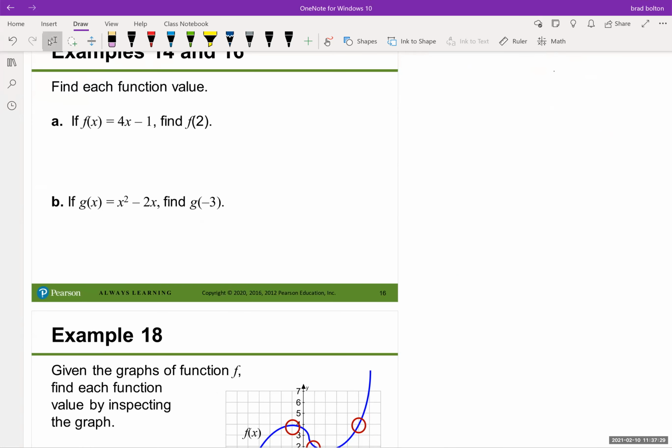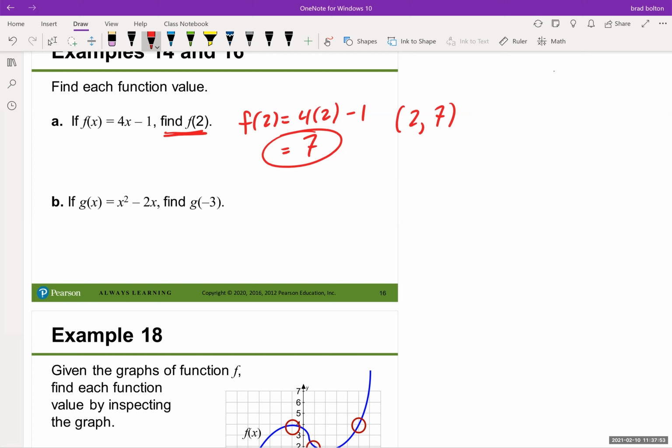So if you're asked to find function values, all you do is what I just did here. If they say find f of 2, all they're saying is replace x with 2. So we're going to say f of 2 equals, and then I'm just going to say 4 times 2 minus 1. So we get 7. And once again, that's 2 comma 7. We found the x and y coordinate 2 comma 7.